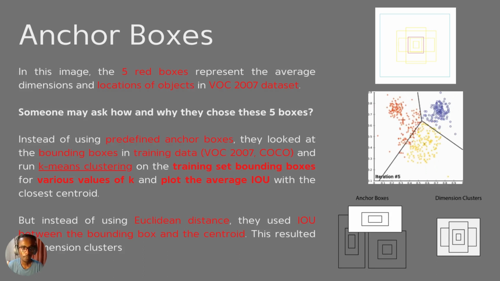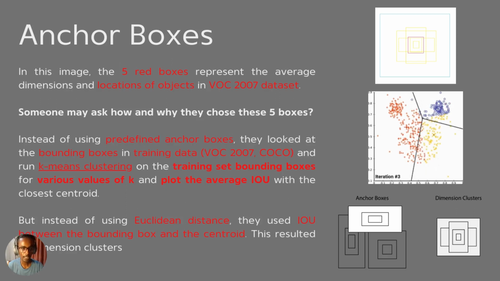So in this image, the 5 red boxes that we have seen represent the average dimensions and locations of objects in the Pascal VOC 2007 dataset. So in order to select these 5 bounding boxes, they used the Pascal VOC 2007 dataset, and instead of using predefined anchor boxes, they looked at the bounding boxes in the training data. So they trained using the Pascal VOC 2007 and COCO datasets. They trained the model, and they looked at the predicted bounding boxes for that dataset.